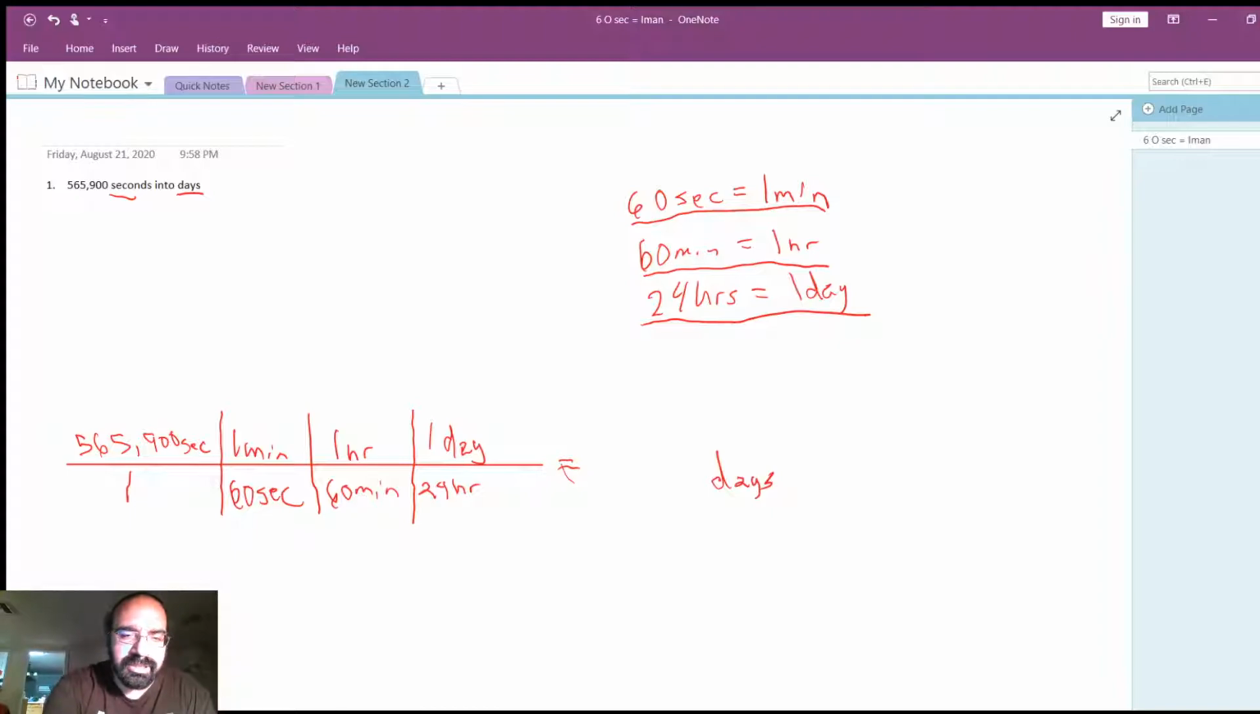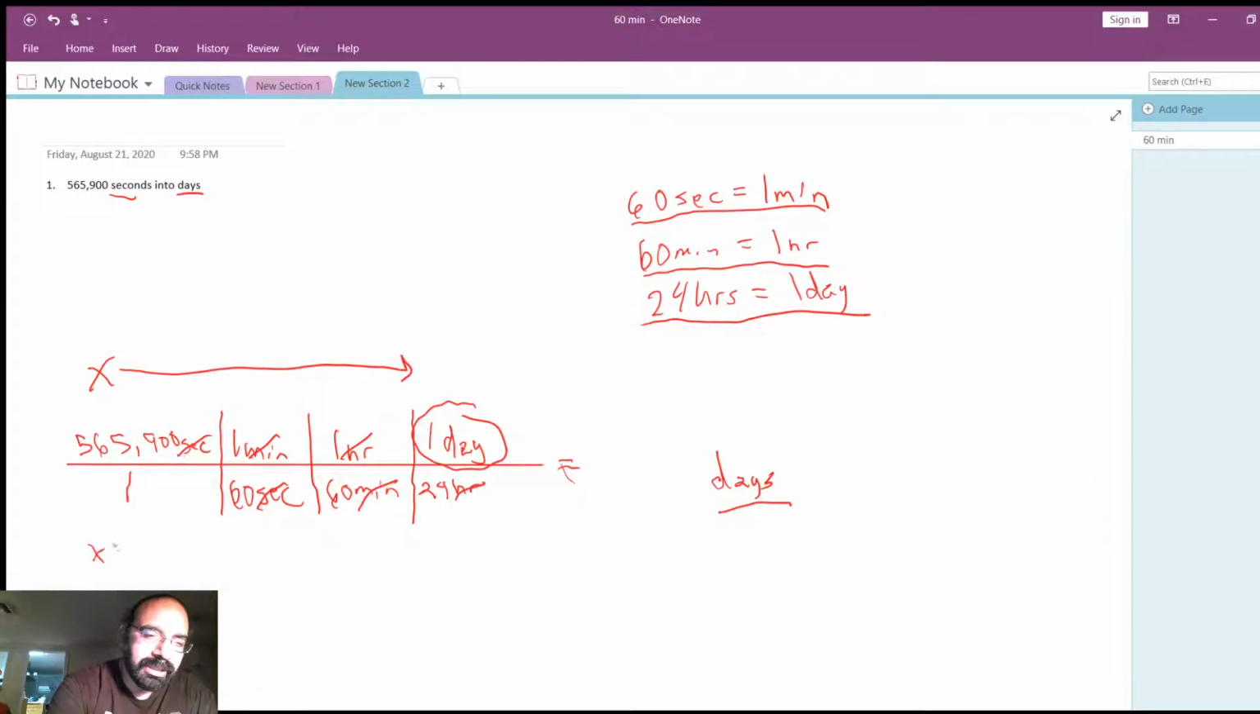So if we start canceling out our units, we notice that seconds cancels out seconds, minutes cancels out minutes, hours cancels out hours, and what are we left with on this monorail? The only thing we've got left is days, which is what we're trying to figure out, right? Days. So now what do we do? We multiply everything on the top. We multiply everything on the bottom, and then we're going to divide them from each other.